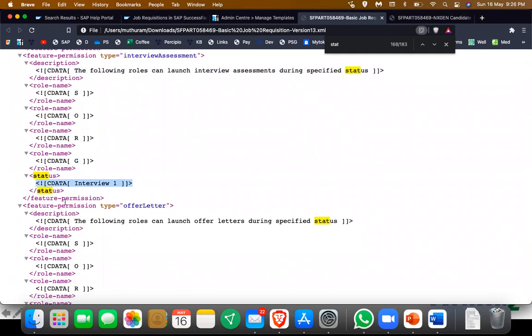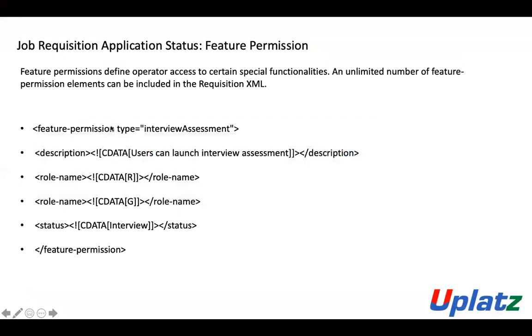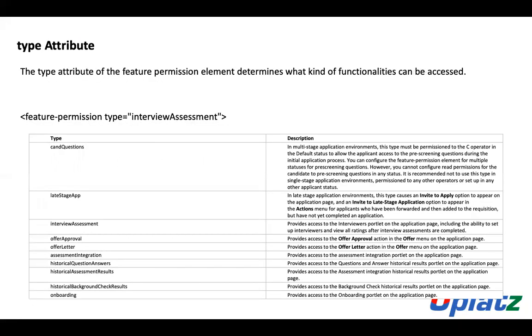So that's the actual feature that we have been trying to define for them. That's how the block or the permission looks for them. So the permission type is going to be interview assessment, and these are the roles that can perform it.